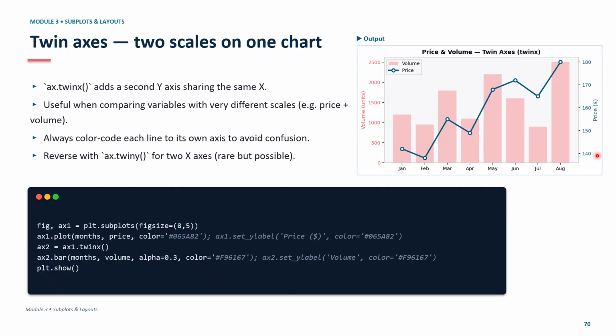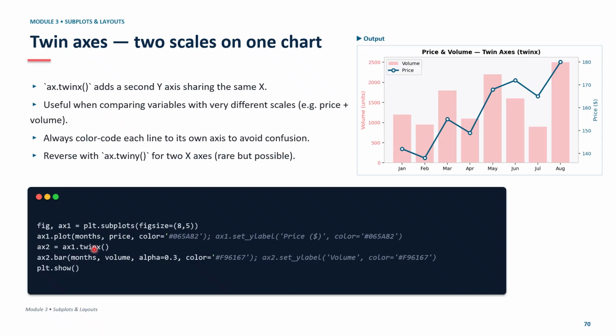If you want to compare two variables on the same chart that have vastly different scales or units, see here: the volume has a scale from 0 to 2500, whereas the price only goes from 0 to 180. It has a very different range. So on a single y-axis, the price line would be invisible because it is 10x smaller than the volume bar, right? The solution is that you can use the twinx method.